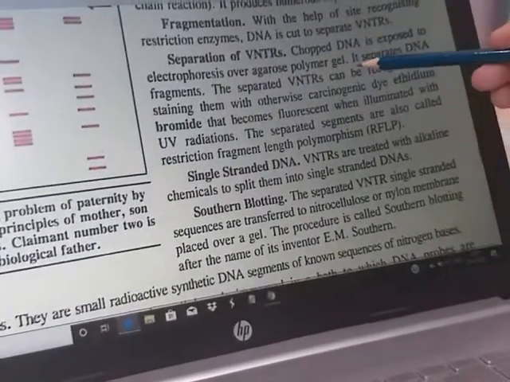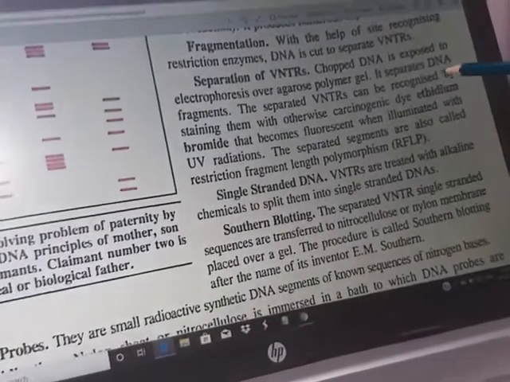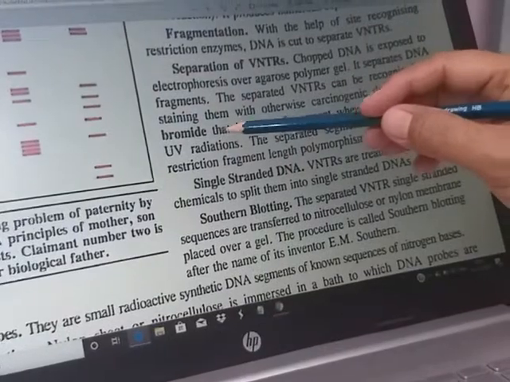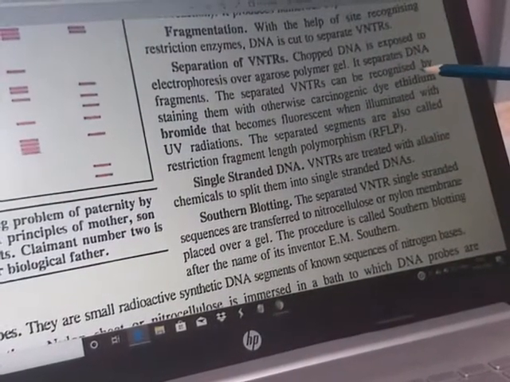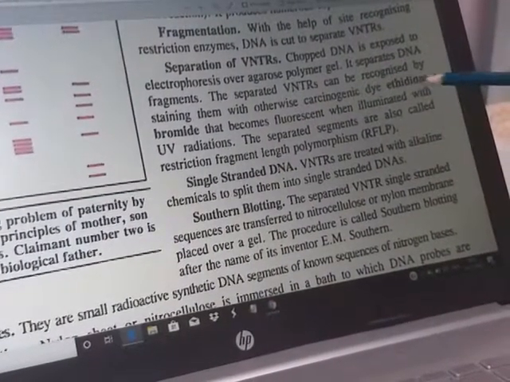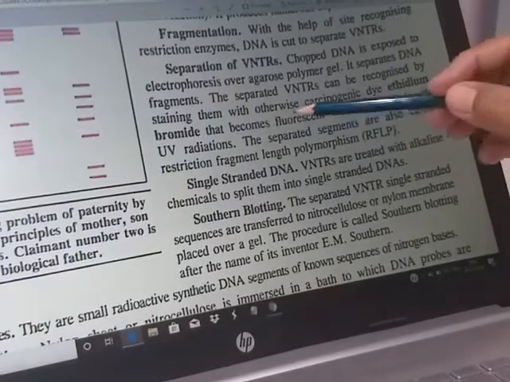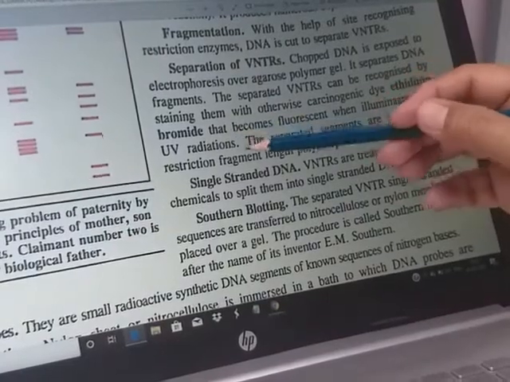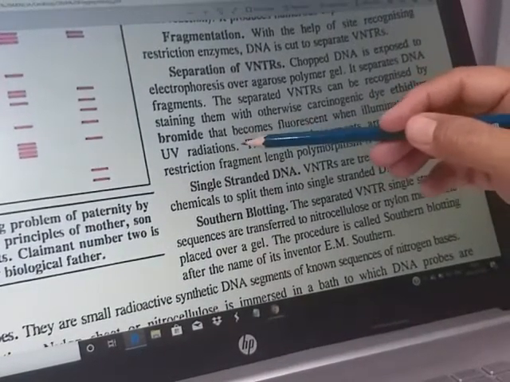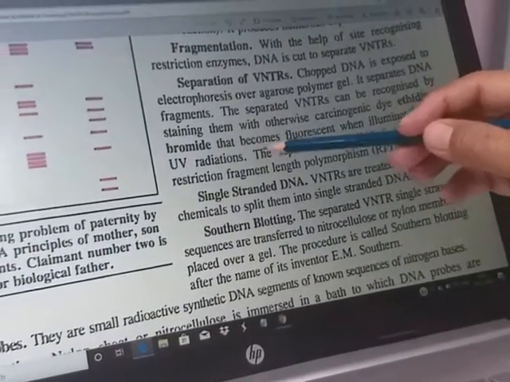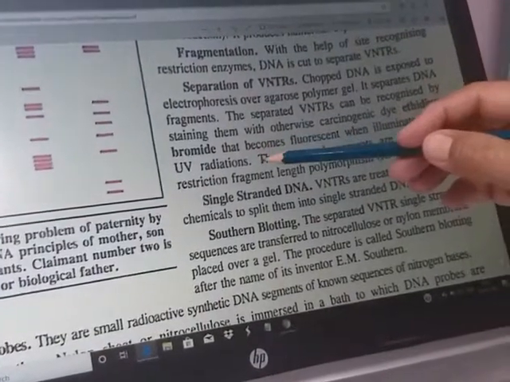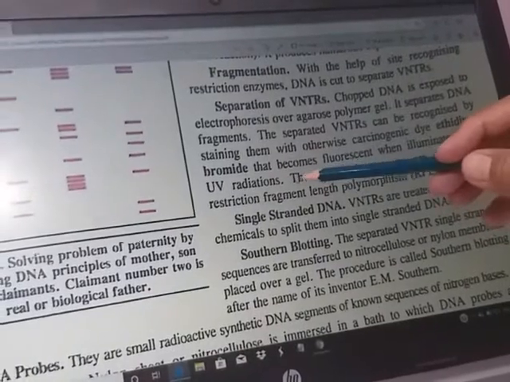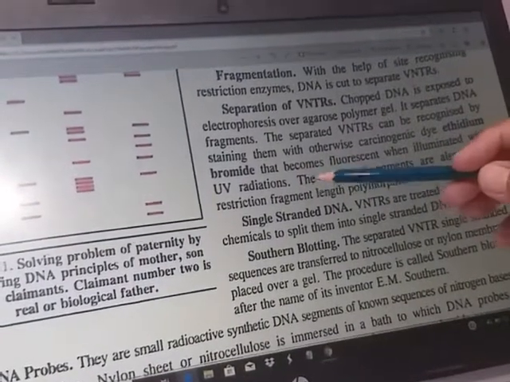The separated VNTRs can be recognized. How to see them? By staining them with ethidium bromide. This is a stain, ethidium bromide. They cannot be seen with the naked eye, so they are stained, and then they become fluorescent when illuminated with UV radiations. So they can be observed only under UV radiations. But finally we can see these separated fragments, but they are still placed in the gel, and then they have to be taken out from there with elution.